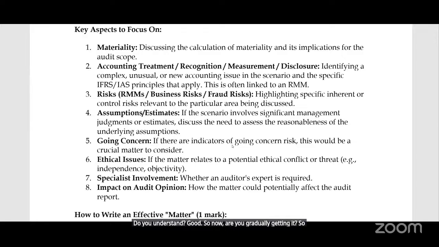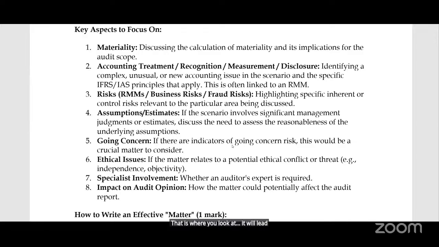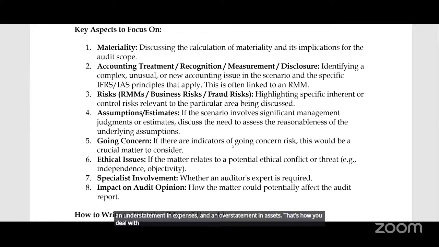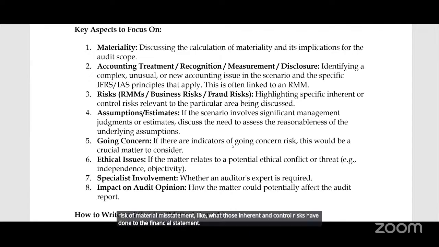So once you identify the risk, the simplest way, if you are not at the high level, is to look at what it will lead to: an understatement in expenses and an overstatement in assets. That's how you deal with risks, right? This is where you highlight specific inherent and control risk relevant to a particular area being discussed. But one thing you must understand is that it is not easy to spot inherent and control risks directly, but you see the risk of material misstatement, what those inherent and control risks have done to the financial statement. Do you understand what I mean?